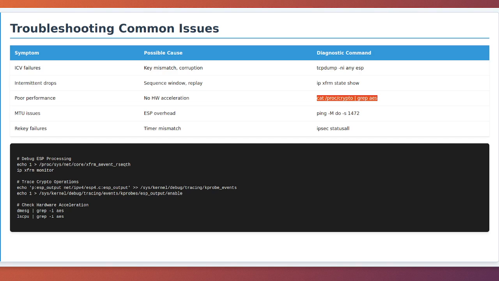When packets are being corrupted in transit, you might see intermittent authentication failures or garbage data after decryption. This could indicate hardware problems, but more often it's due to NAT devices or firewalls inappropriately modifying ESP packets.